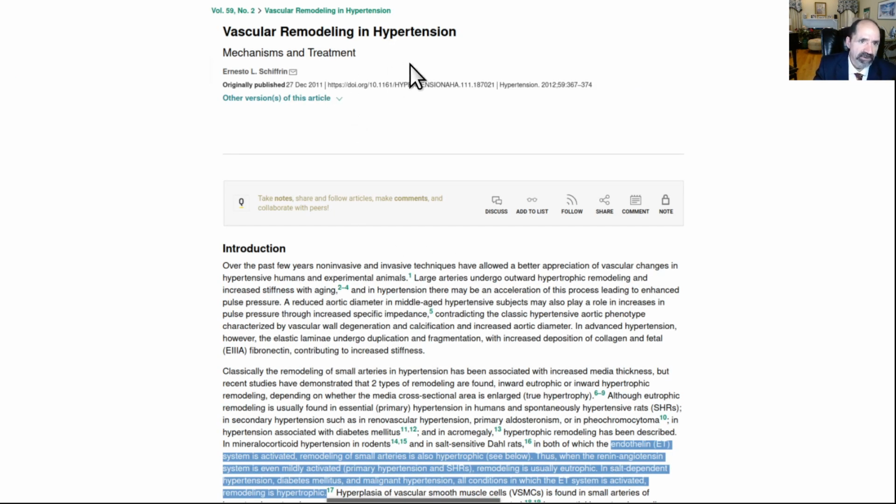So just another paper, vascular remodeling of the arterial wall in hypertension. Endothelin, which is sort of the opposite of what you want, is activated with hypertension, especially sodium-related hypertension. Thus, when the renin-angiotensin system is even mildly activated, as in primary essential hypertension, remodeling is usually eutrophic. In salt-dependent hypertension and diabetes, all conditions in which the endothelin system is activated, remodeling is hypertrophic, thickening of the arterial wall. There's also hyperplasia of the vascular smooth muscles, and I'm going to show that in that picture as well.